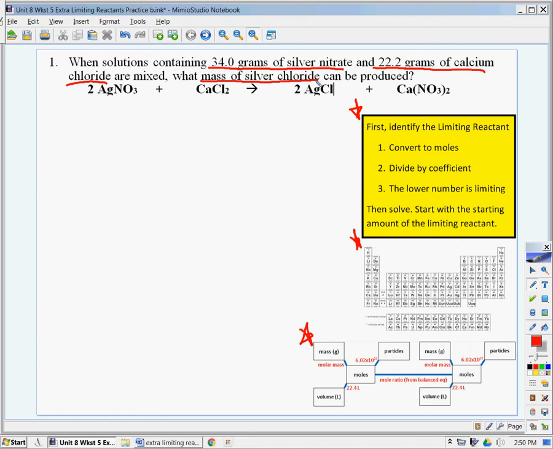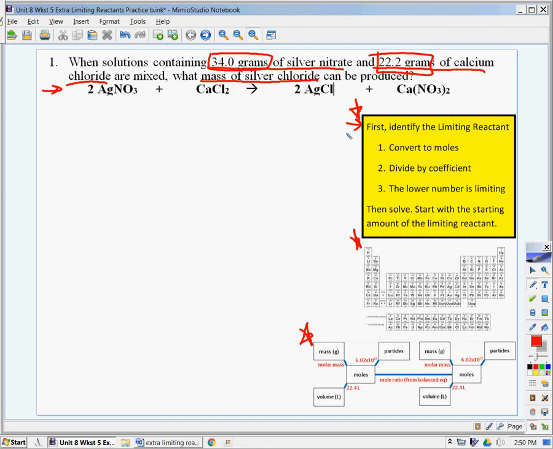All right, we already have a balanced chemical equation. We always need a balanced chemical equation in stoichiometry problems. Remember, the big idea in this chapter is that balanced chemical equations are recipes written in moles, and we have our recipe right there. All right, just like I said before, we have two starting amounts, the 34.0 grams of the silver nitrate and the 22.2 grams of the calcium chloride. Which one do we use?